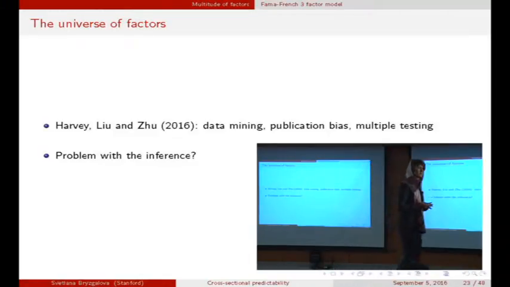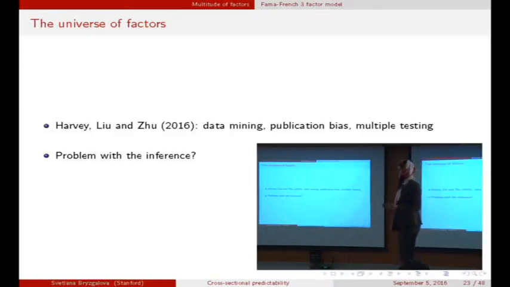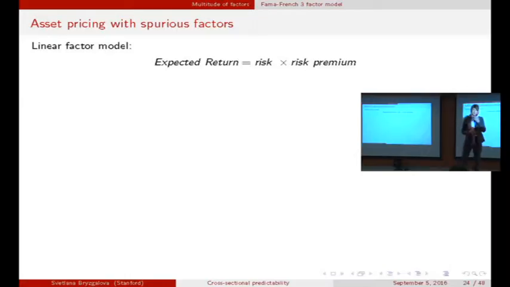But maybe there is also something wrong with the methods that we use in order to evaluate whether a particular factor prices the cross-sectional stock returns. And here's what I have in mind. So let us recap. A typical linear factor model basically tells you that the excess return on the stock can be decomposed into the product of two things: there is the asset exposure to a particular source of risk, and there is the price impact of that exposure, the price of risk.